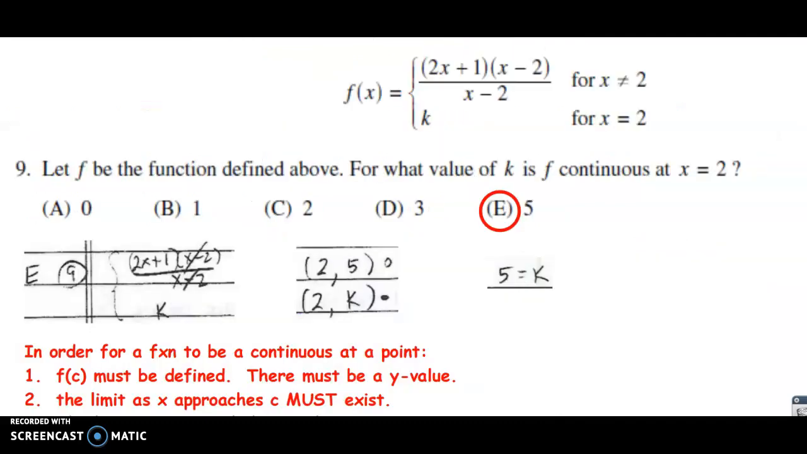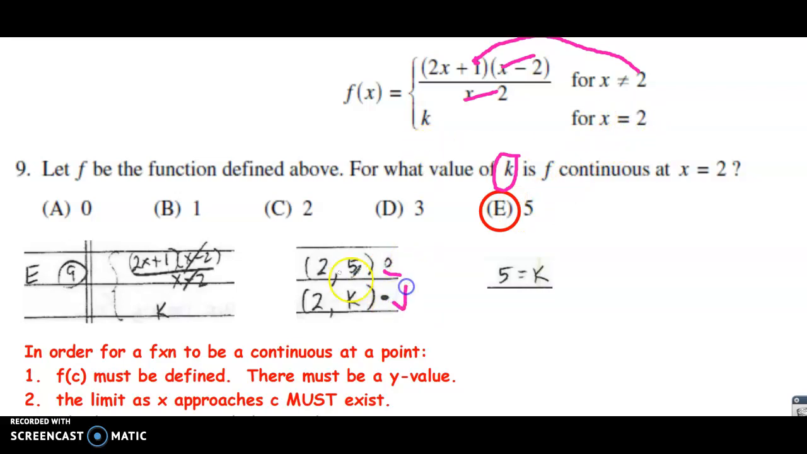Number 9, let f be the function defined above. For what value of k is f continuous? The first thing you notice is that we have a common factor of x minus 2, which can divide out. We're going to substitute in the 2. There's going to be a hole in the graph here, but we're going to try to figure out where that hole occurs, and it occurs at 5. We're going to substitute 2 for x in the other piece, and we get k.